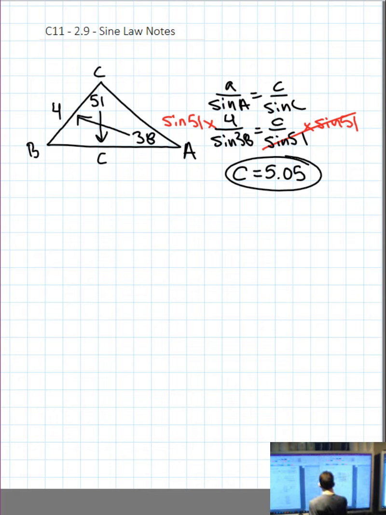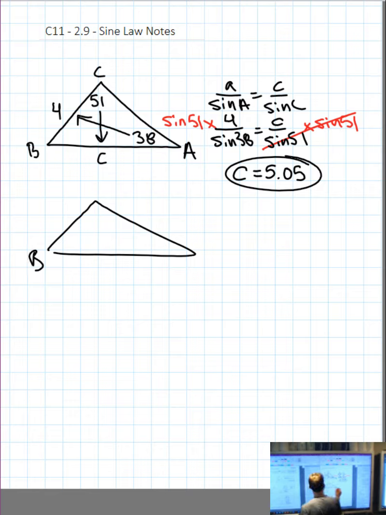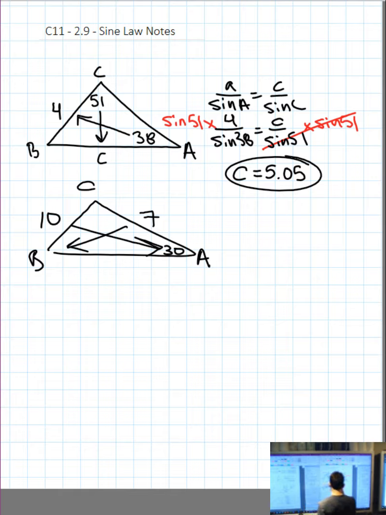So let's do that again. Let's leave B and A and C in the same spot, whichever. 7 opposite of B, 10 opposite of A, angle 30 at A. So again, we have an opposite pair because we have an angle and its opposite side. We have to look for angle B because we only have information about B. So we can write that down.